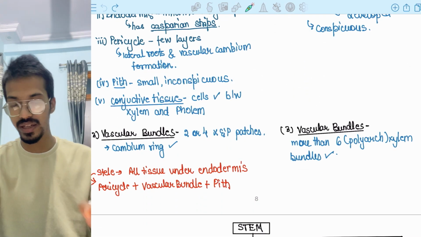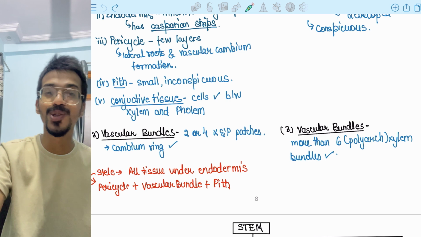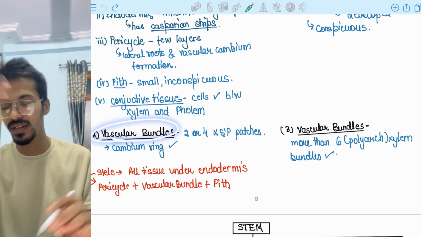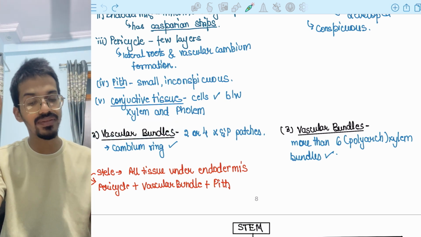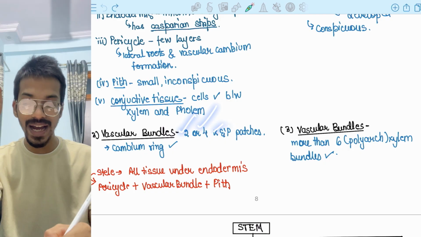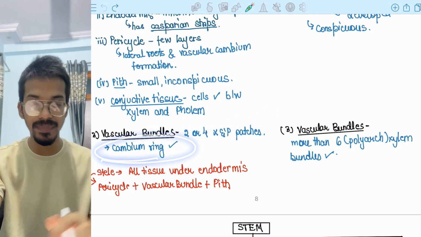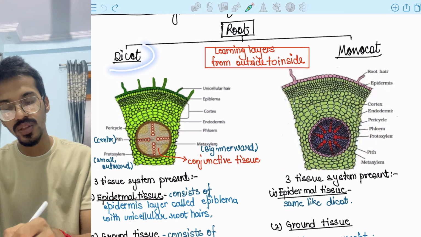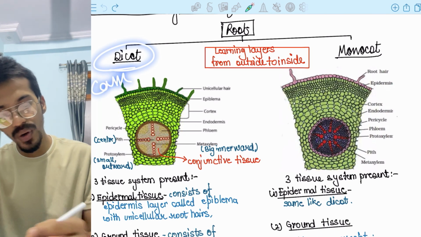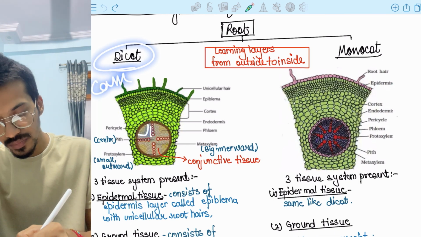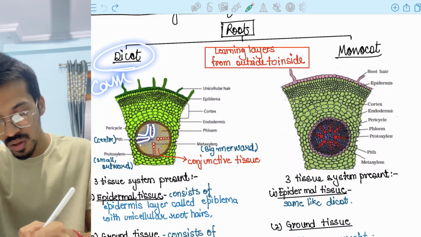Moving on to the next and the last tissue part of the roots, which would be vascular bundles. I have already told you here we have seen 2 to 4 xylem and phloem patches, and there is a cambial ring present, because these are dicots. In dicots, cambium is present. How will it be present? Here, here. So this is how the cambium would be present.